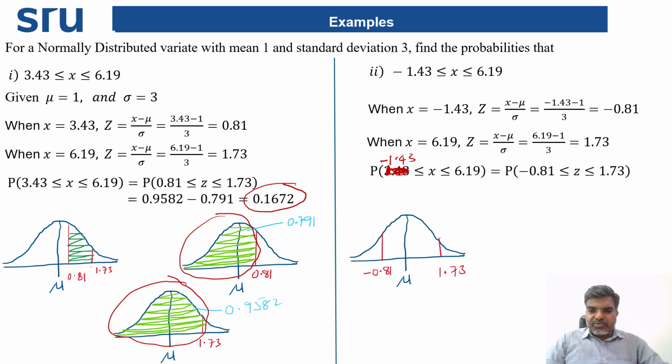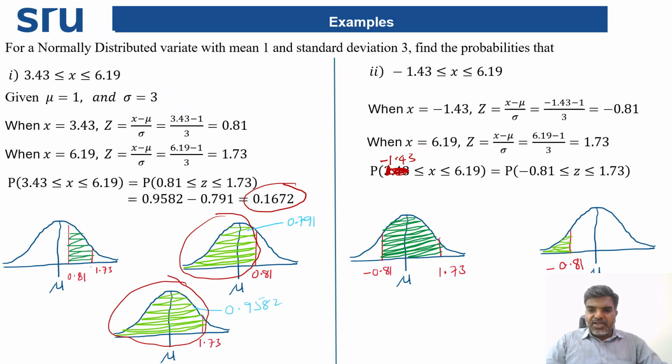Now, what do you need? We have to find the area between these two z values. You can see those green lines. This is the required area. We can't find this area directly from the z table. So what is the procedure here? First, you have to consider one z value, minus 0.81. Already we know the table always gives the left side area of z. So for minus 0.81, see the left side area. You can see here the left side area.